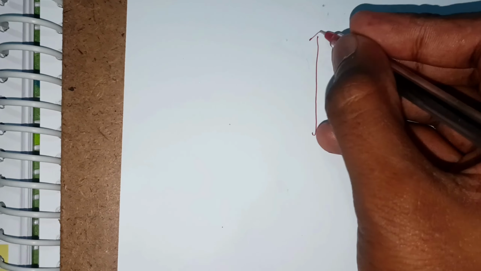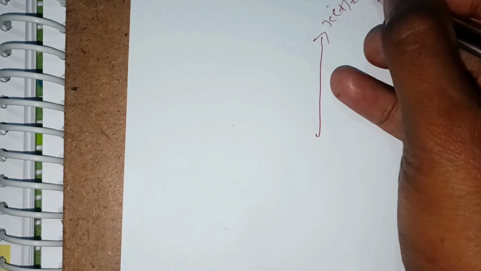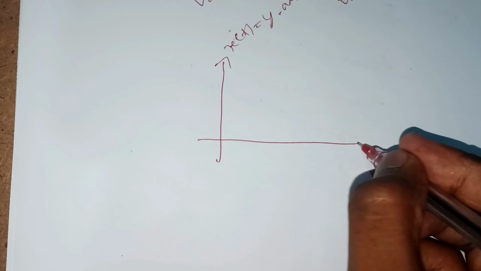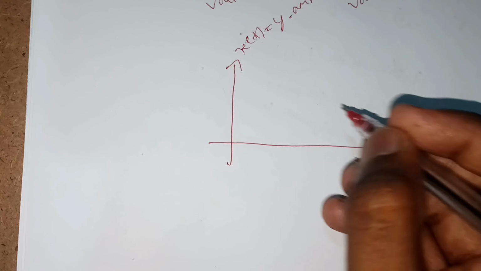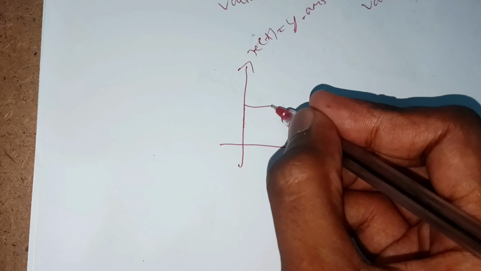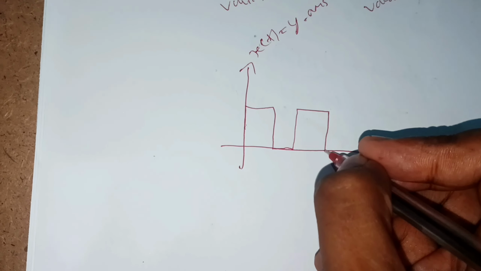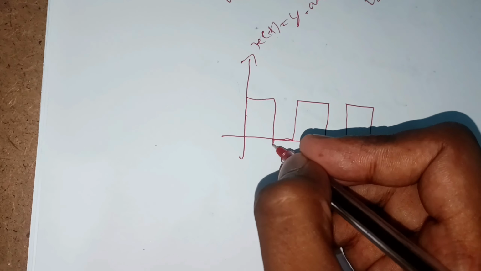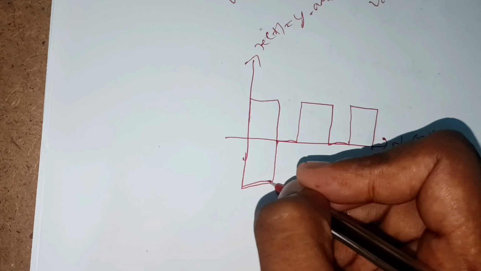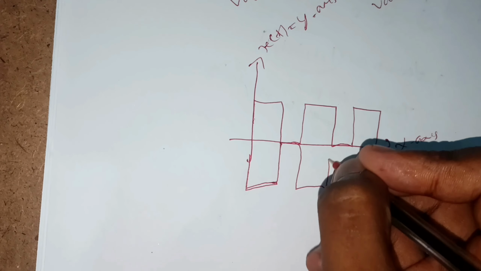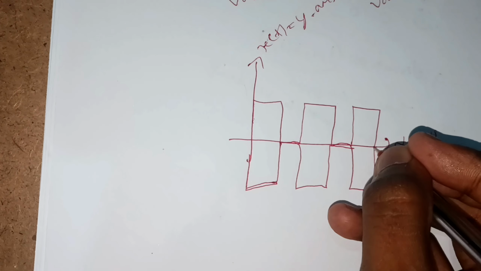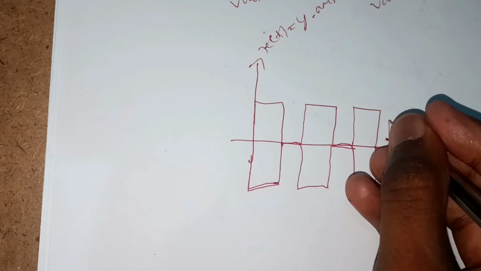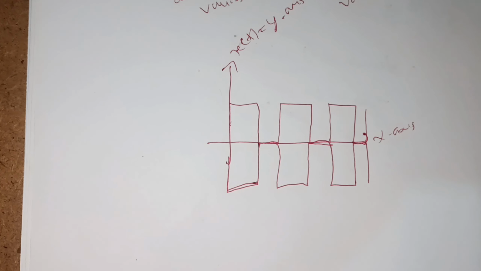If this is the y-axis equal to x of t, and this is the x-axis. So if the signal is like this, let's assume it's a clock signal. So again this will be like this. The modulus is there for the x of t, which is amplitude. So this is about the modulus signal.